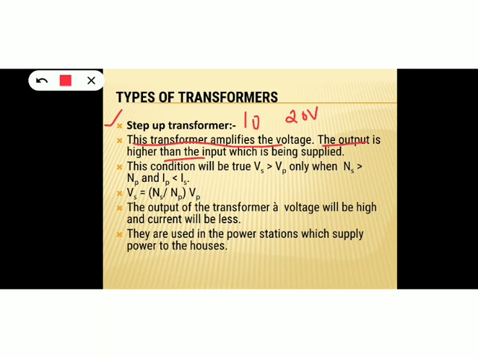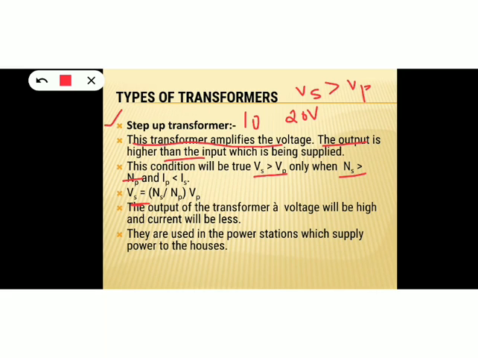So the condition is that the output voltage should be greater than the input voltage. Output is secondary, so Vs is the output voltage and Vp is the input voltage. If the condition Vs greater than Vp is to be satisfied, it is possible only when Ns is greater than Np. Ns means the number of turns in the secondary coil and Np means the number of turns in the primary coil. So if the number of turns associated with the secondary coil is greater than the number of turns associated with the primary coil, then the output voltage, that means the voltage across the secondary, will be greater.